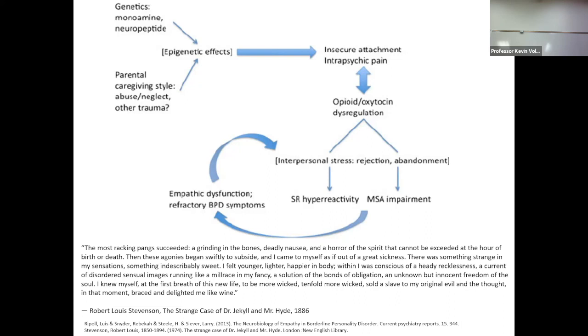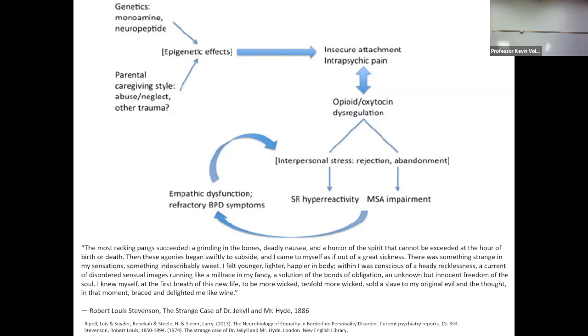This all leads to insecure attachment. I'm not going into a lot of detail about attachment theory in this class. It is a psychodynamic theory. I'm sure some of you probably know more about it than I do. It's not my area of expertise, but I will mention attachment theory. In a lot of the personality disorders, especially borderline personality disorder, people can be seen as having insecure attachment, and it also leads to intrapsychic pain.